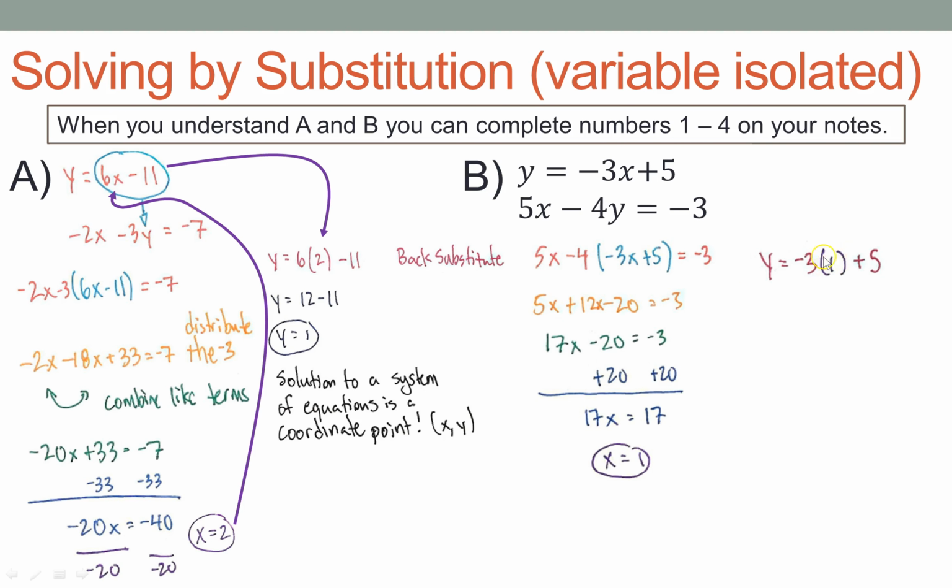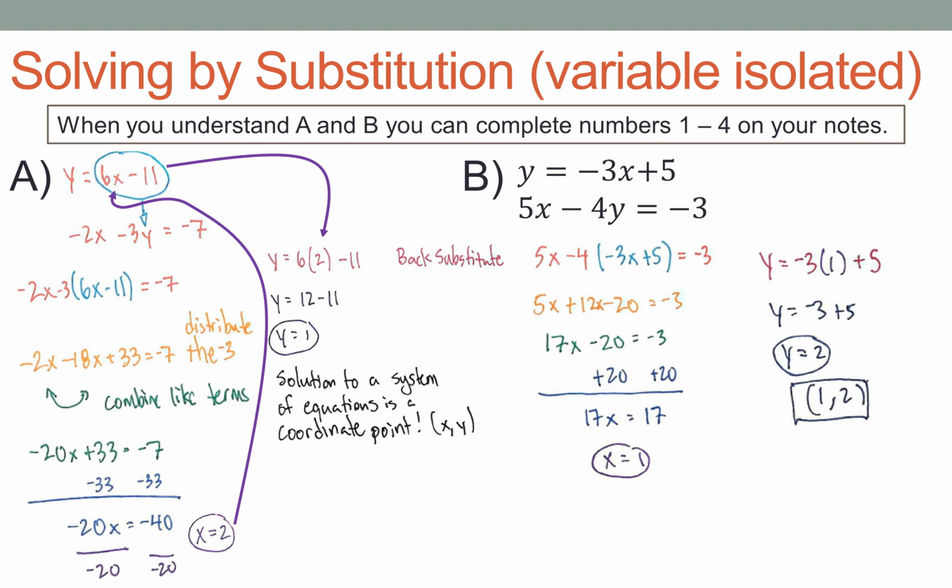So here in the darker purple, you see I have y equals negative 3 times 1 plus 5. Cool. Negative 3 times 1 is negative 3. Negative 3 plus 5 is 2. The solution to a system of equations is a coordinate point. So my answer is 1, 2.